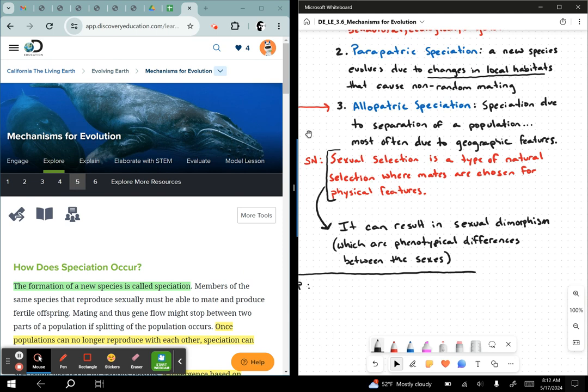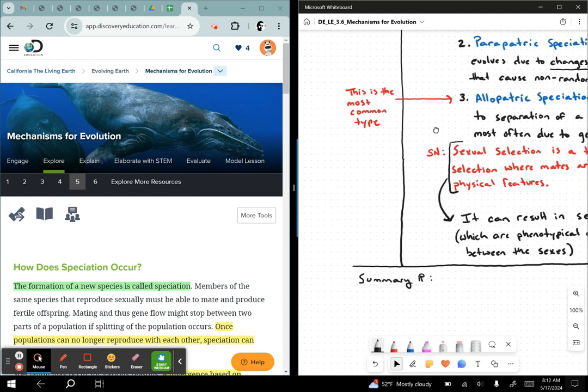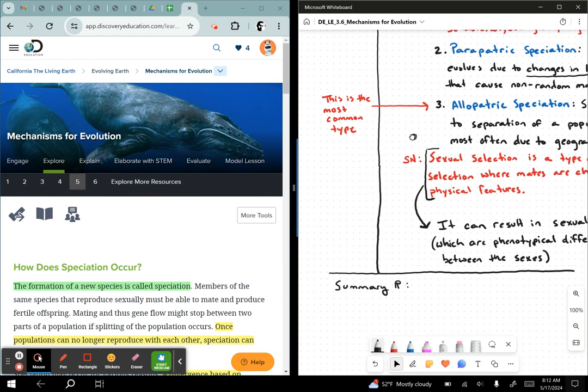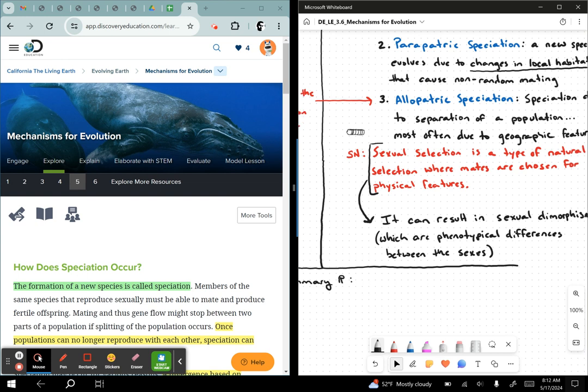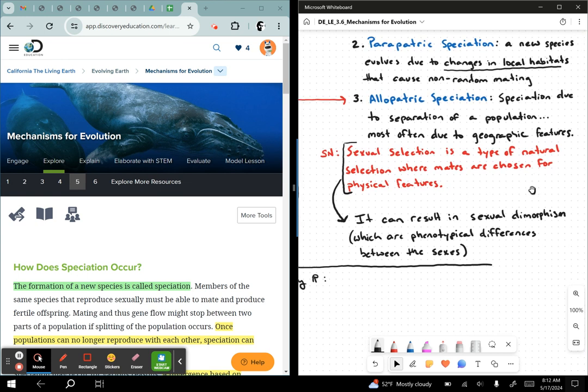Okay. So we got a little note here on our side. The allopatric speciation is the most common type of speciation. Of those three that we discussed, allopatric is the most common.